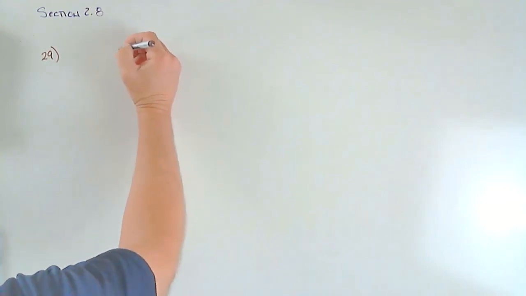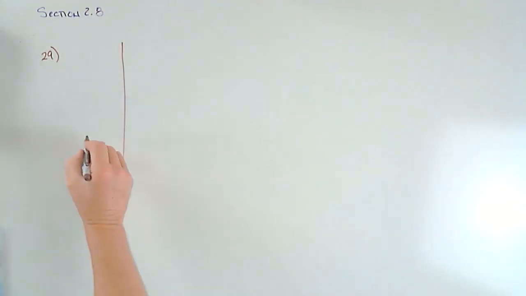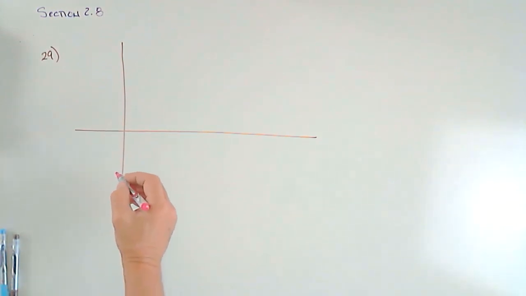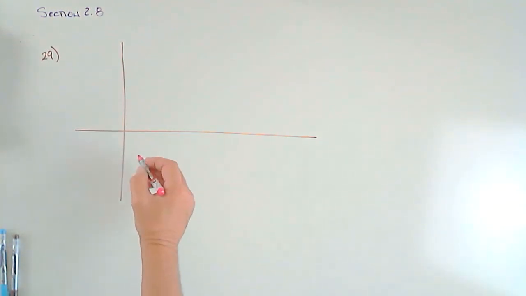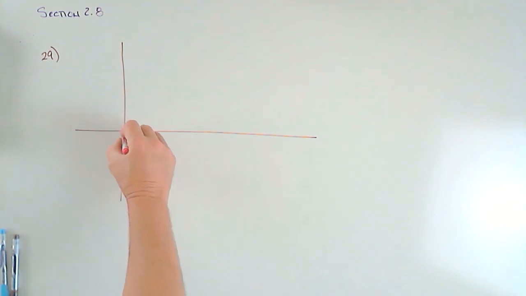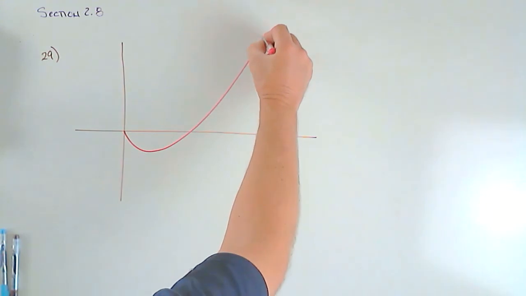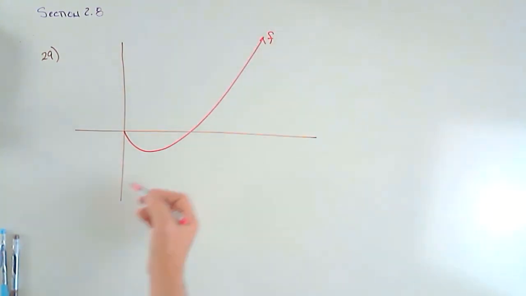So let's draw this graph. Now, the graph of F goes just like this. It's concave up always. It's decreasing. It starts here. This is the graph of F. It's decreasing, and then it's increasing like this. This is the graph of F. Now, it says, which graph is the antiderivative of F and why?